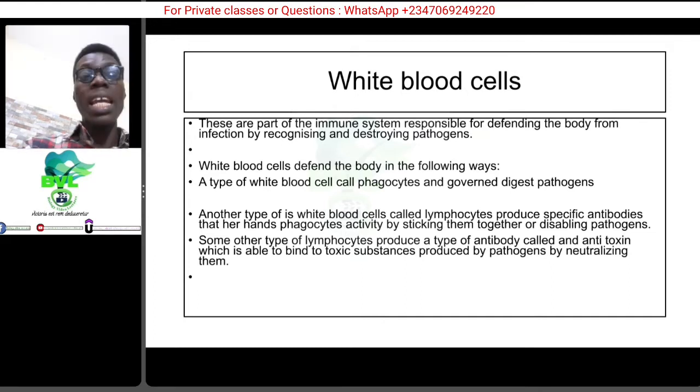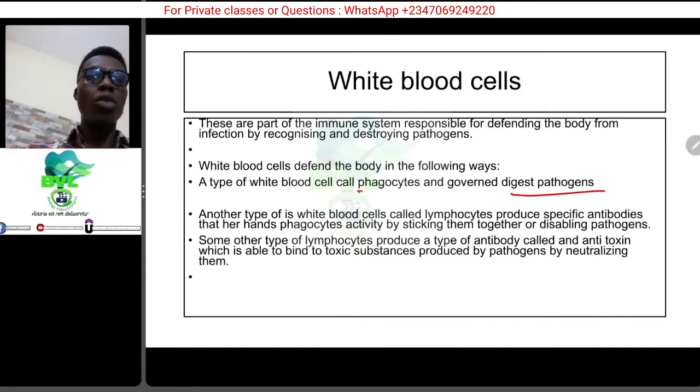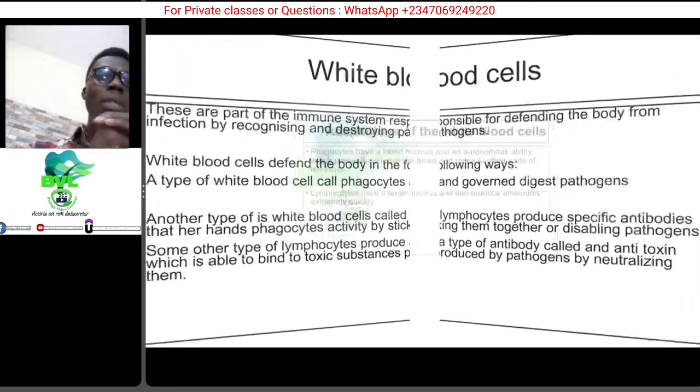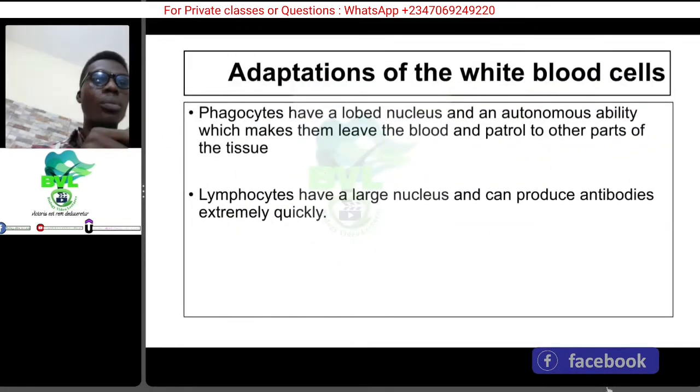So it says these are the immune system, responsible for what? Defending us against infections. Now, white blood cells do what? They engulf and digest pathogens. When we say engulf and digest pathogens, please hear this part. This digestion is done by a type of white blood cell called a phagocyte. Phagocyte simply means a cell that has the capacity to do what? To engulf.